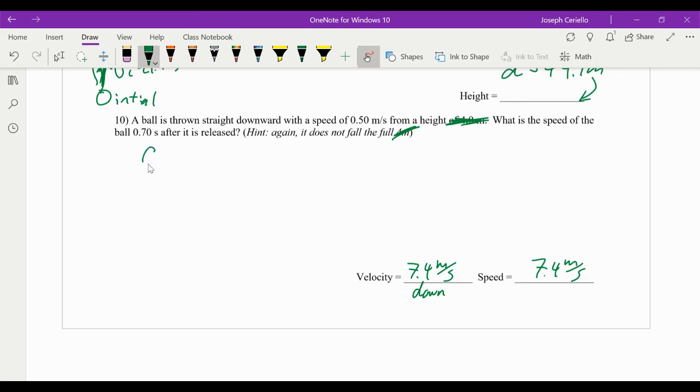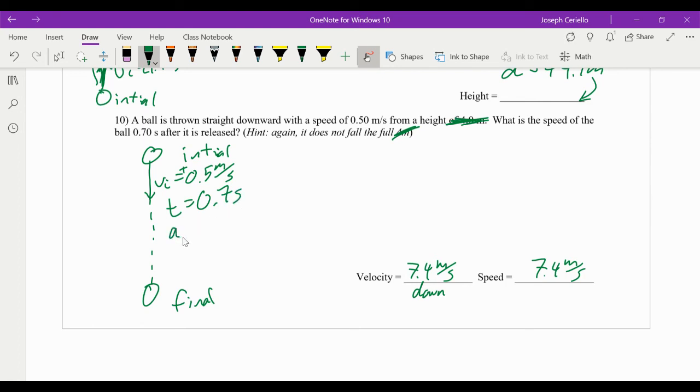So let's draw a little picture here. This is my initial position. Ball is thrown downward with an initial velocity of 0.5 meters per second. Do I make that positive or negative? Always make your initial direction positive. All right. So the ball goes down to here. This is my final. So what else do I have? Well, I know that the time that's elapsing is 0.7 seconds.